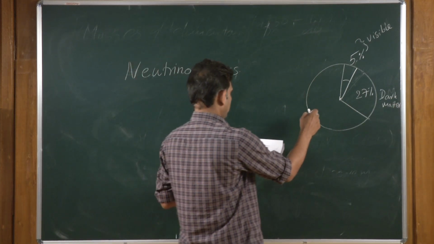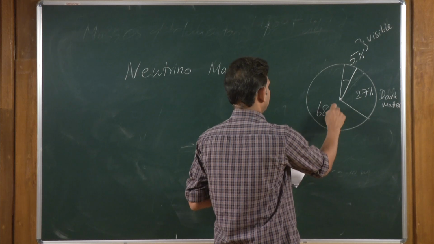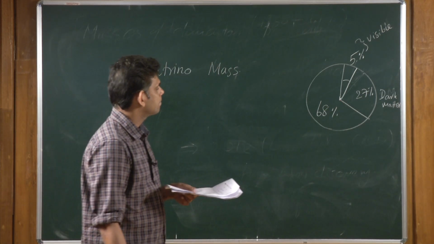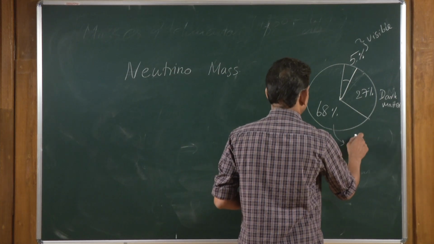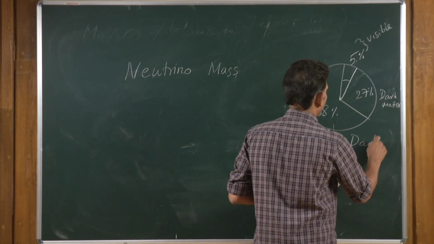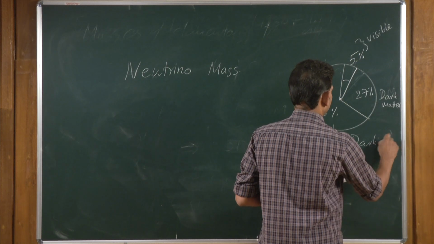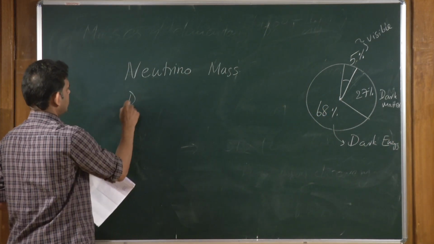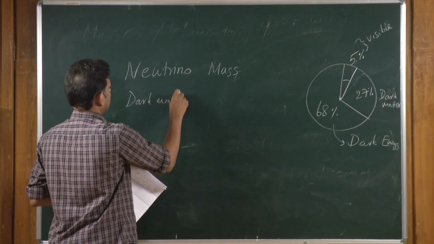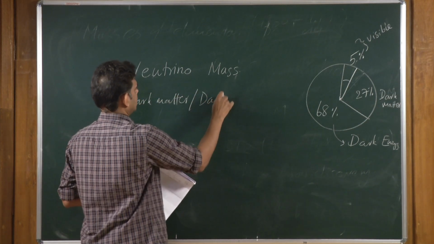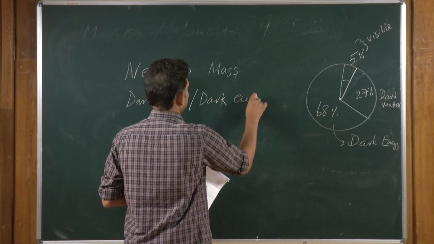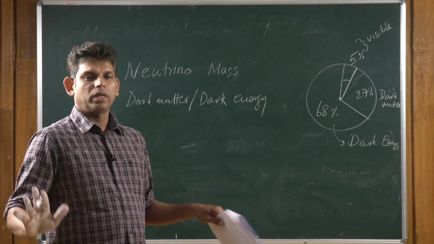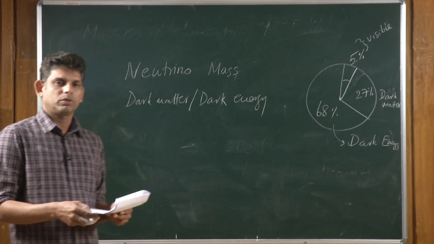The rest of it, something like 68%, is essentially not even matter. It is some form of energy, and it is dark energy. Something which is not understood. So, dark matter and dark energy. This is something which is not included in the Standard Model and it is not known how to do it.